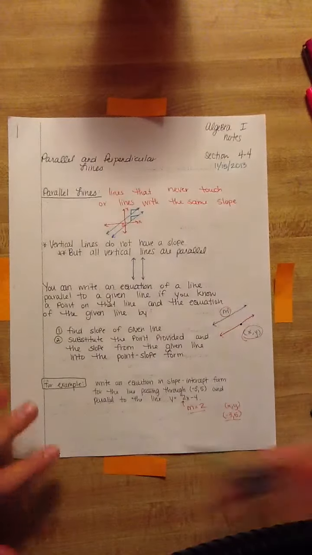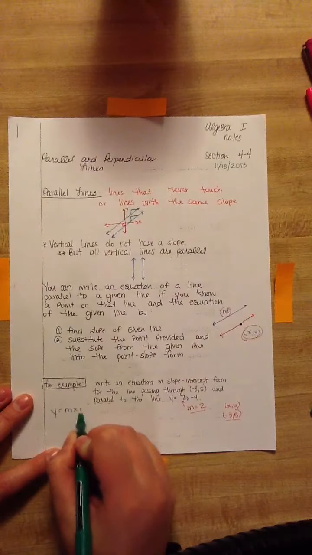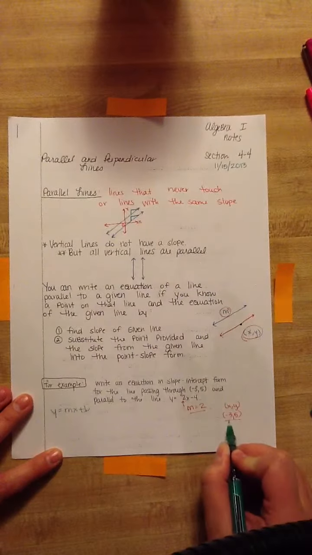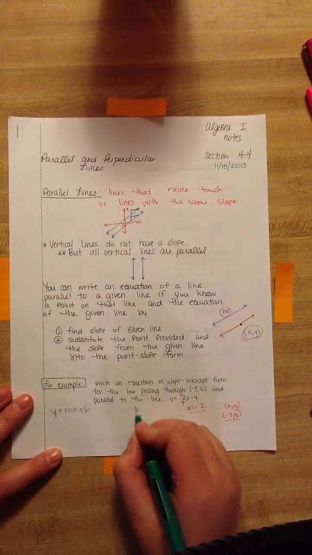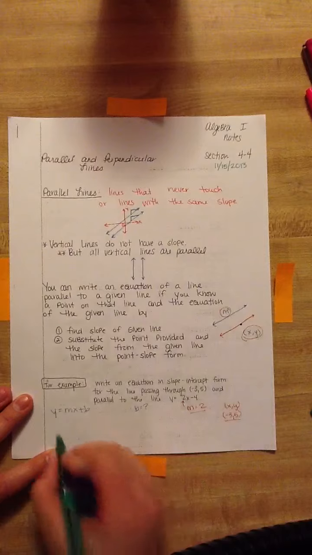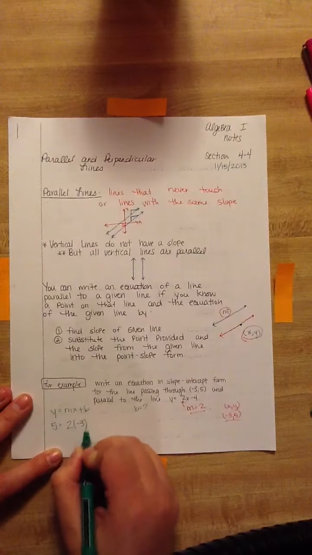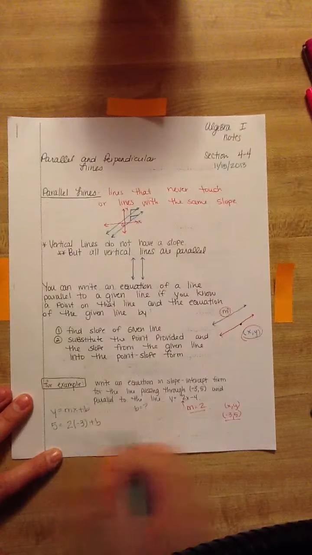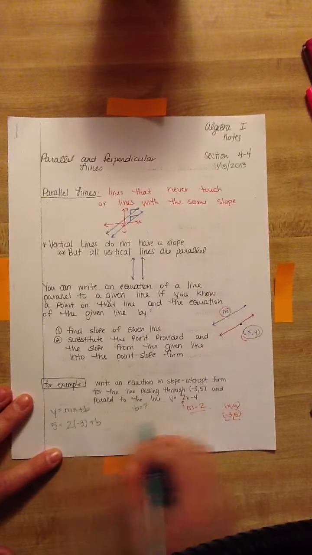So let's go ahead and get started. We know that slope-intercept form is y equals mx plus b. I know an x and a y, and I know my m. I don't know my b yet, though. So I'm going to plug these in. I'm going to say 5 equals 2 times -3 plus b. 5 is the y value, -3 is the x value, 2 is my slope.